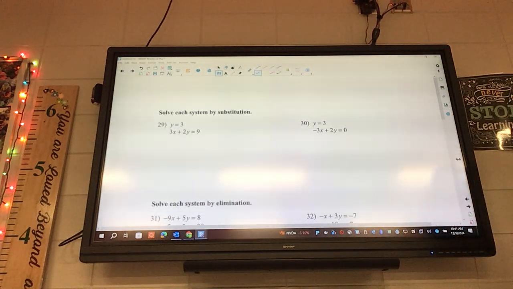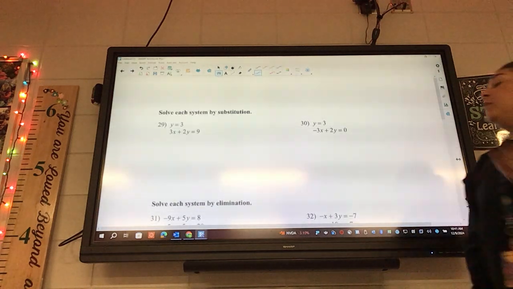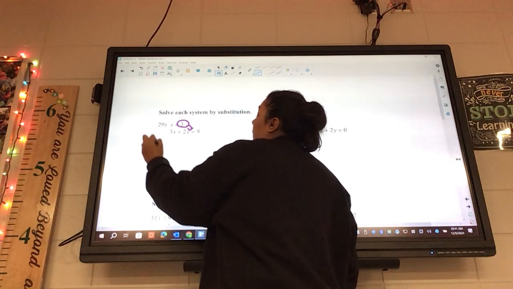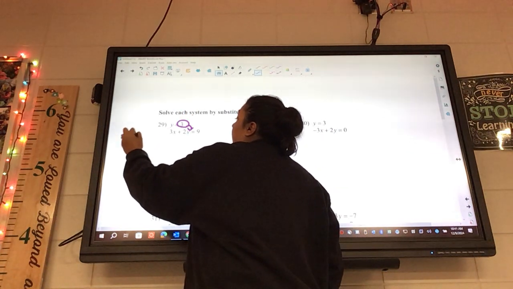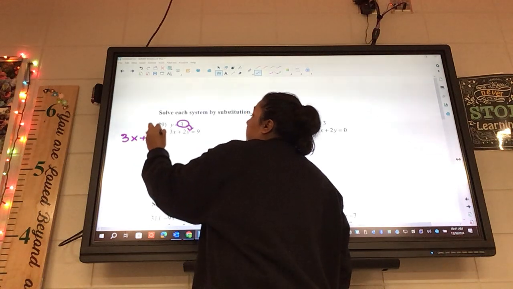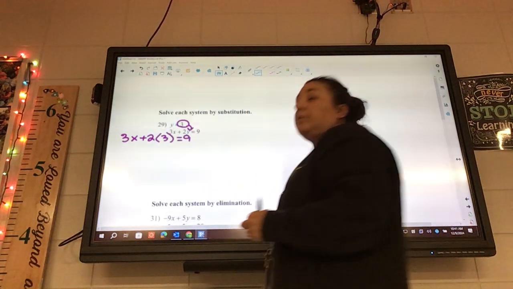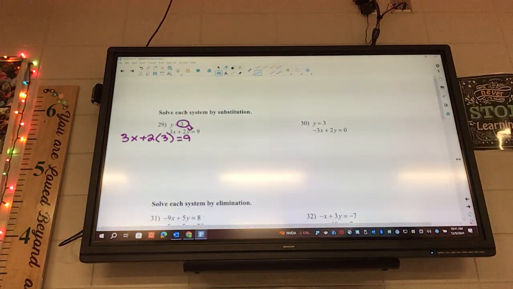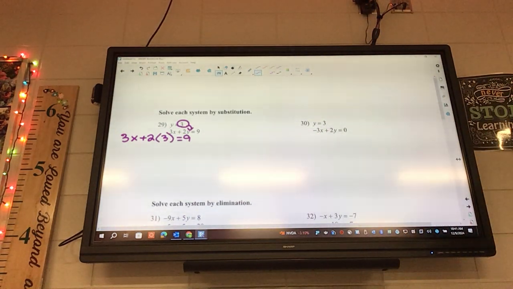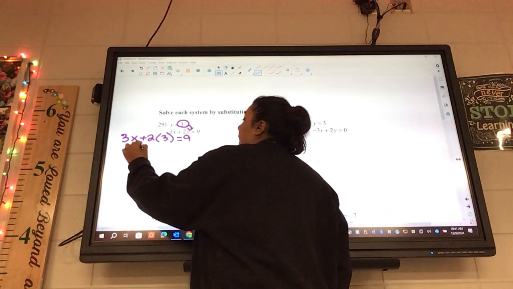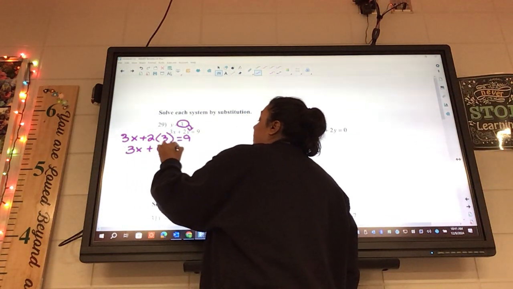You're gonna take the one that says y equals, which is what, the top one or the bottom one? The top one, and you're gonna plug it into the other one. Wherever there's a y, we're putting a 3. Okay, so it's gonna look like 3x plus 2. Instead of y, I'm putting a 3 equals 9. Okay, well, 2 times 3 is 6, so it's gonna look like 3x plus 6 equals 9.